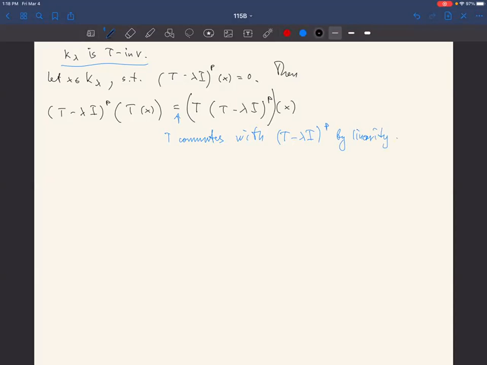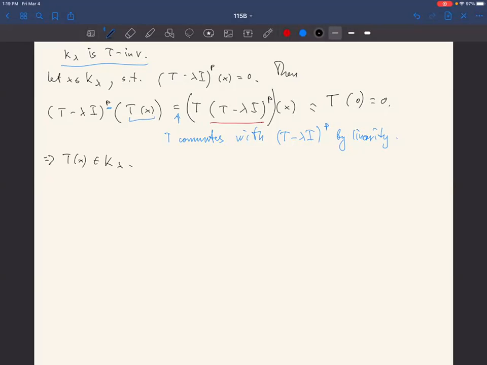But look, now we are taking the composition in the opposite order. So if I apply first this expression to x, we're going to get 0. So we get T of 0, and this is, of course, 0 again, by linearity of T. So we have shown that the same p works for the vector T of x. So the conclusion is that T of x belongs to K lambda.